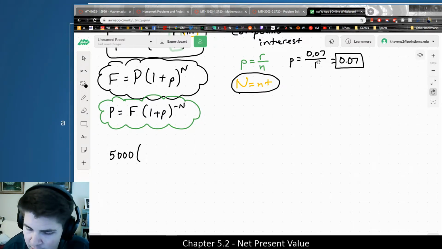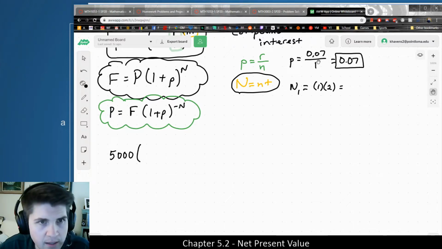But the first one was after 2 years. So it's going to be, again, n is 1, the number of times compounded, and the time frame is 2. So capital N should be just 2 for the first one.